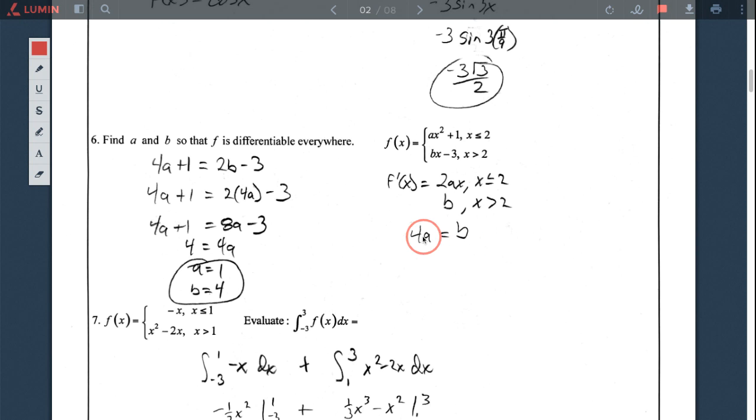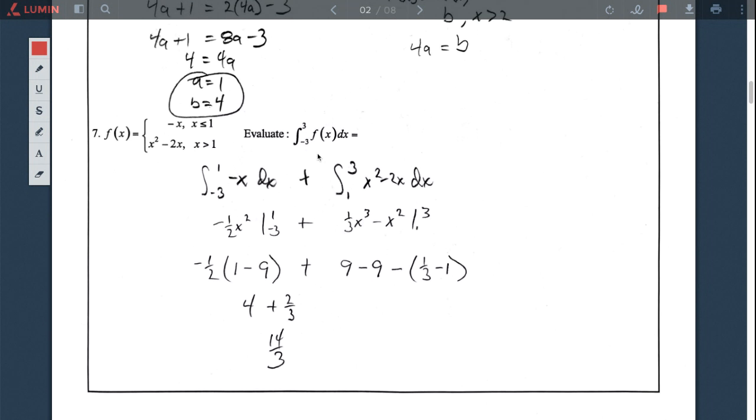So since b equals 4a, I'm going to come back over here. I'm going to take the b out. I'm going to plug 4a in, which gives me 8a. I'm going to subtract the 4a over. I'm going to add 3 over, which gives me 4. So we find out that a is 1. Once we figure out a is 1, we plug a in over here, and we see that b is 4.